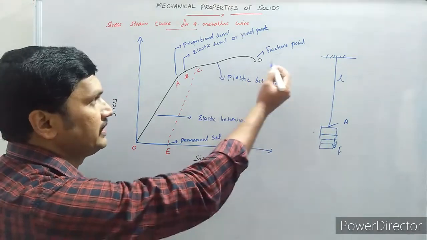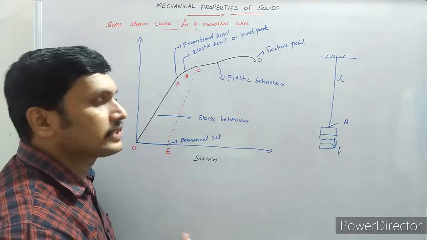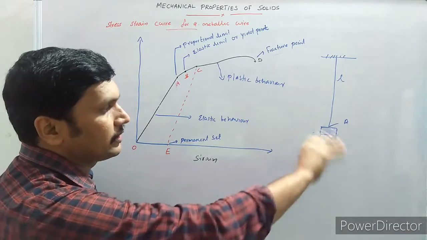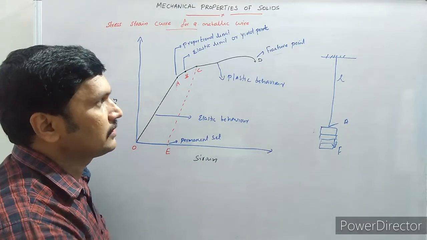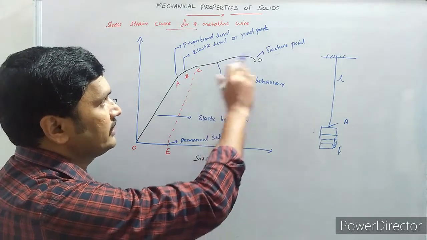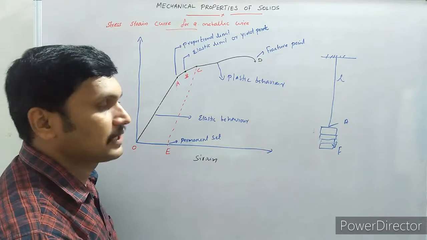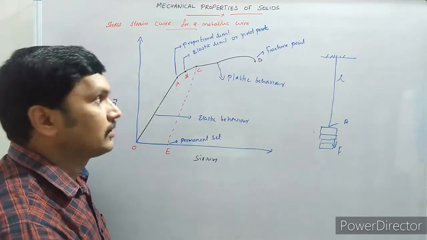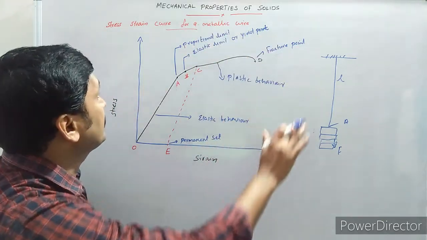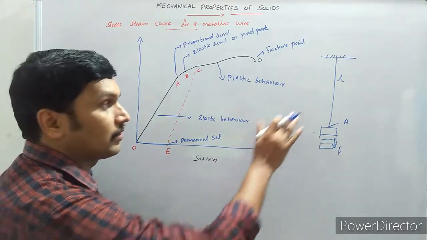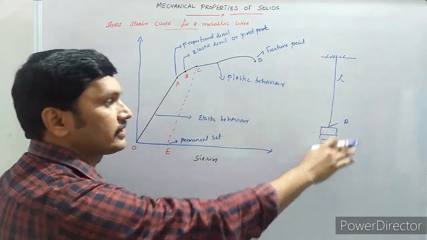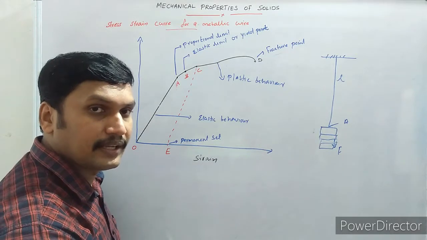So from C to D, it shows plastic behavior, because even if you remove the stress, the string cannot come to the original configuration. So this region of the graph, C to D, is known as plastic behavior. So this is the graph between the stress and strain for a solid string which is loaded. That's all for today. Thank you.